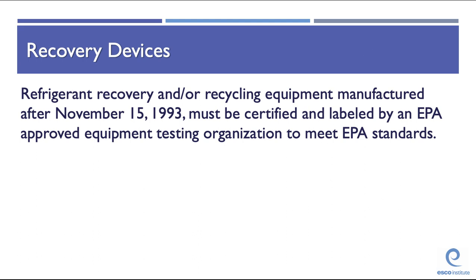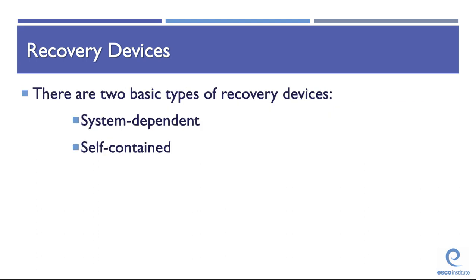Refrigerant recovery devices and recycling equipment manufactured after November 15, 1993 must be certified and labeled by an EPA-approved equipment testing organization to meet EPA standards. Okay, and right now in the marketplace, you're not going to find much equipment that was manufactured before November 15, 1993. There are two basic types of recovery devices. You have system-dependent and self-contained.